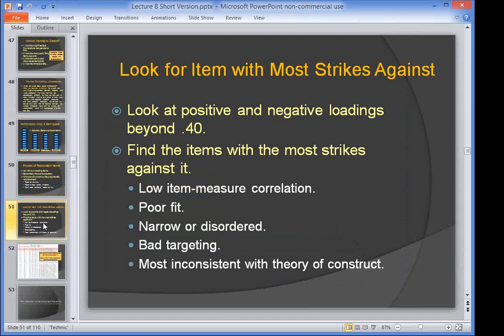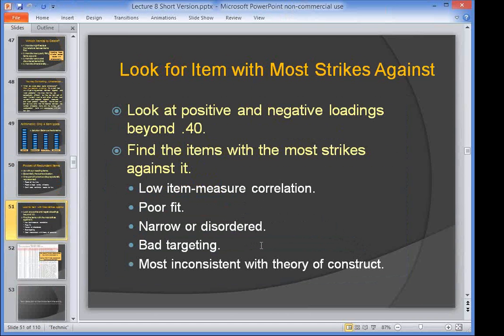So what I will typically do is I'll look at the items that are in the first contrast and second contrast. Anything that's greater than 2.0, I'll look at the items that are loaded, say, beyond 0.40, because those are really the only ones that are significantly loaded anyway. And I'm going to find the item with the most strikes against it. Many times you'll see that an item which is loaded high on a contrast tends to assess some other dimension, and as a result of that, the fit statistics are not really good. So that will often make your decision.